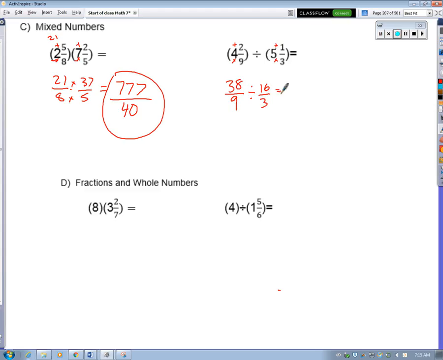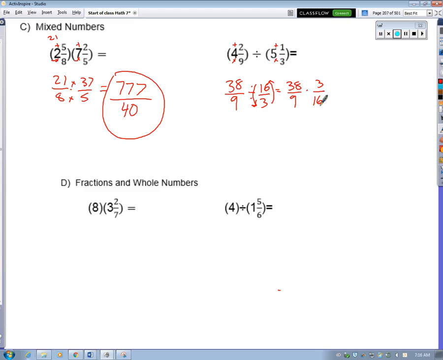Alright, so I've got 38 over 9. I'm going to flip this guy around, and that's going to become 3 over 16. Alright, now here's a beautiful place. I see a couple of ways I can simplify this down. If I multiply this across the top, I'm going to get a big ugly number that I don't want. Well, I can deal with it, but it's kind of a pain in the neck, so I'm going to go ahead and simplify it right off the bat.